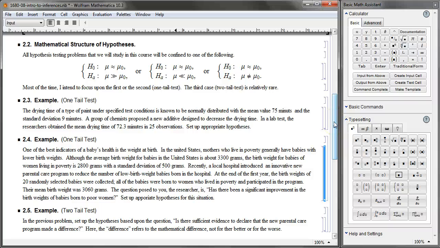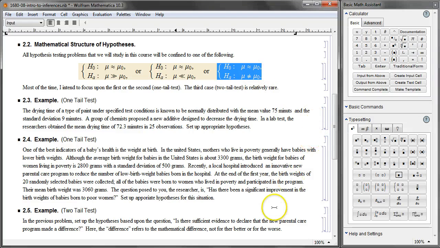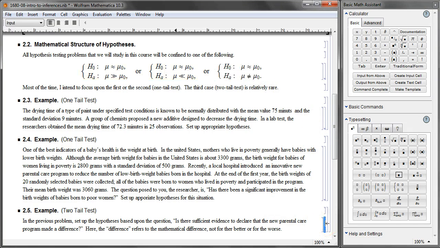Okay, we have a little bit more time, so let's discuss 2.5. This is one of those rare cases where we have to consider the two-tail. Let's see. In the previous problem, the same problem as 2.4, set up the hypothesis based upon the question: is there sufficient evidence to declare that the new parental care program made a difference? Here, the difference refers to mathematical difference, not for the better or for the worse.